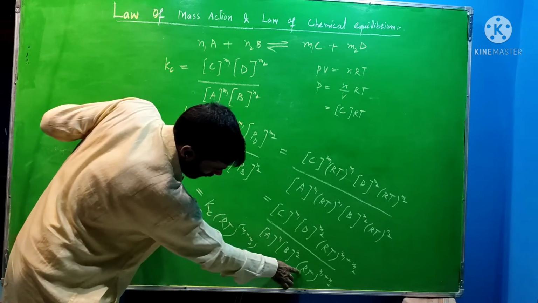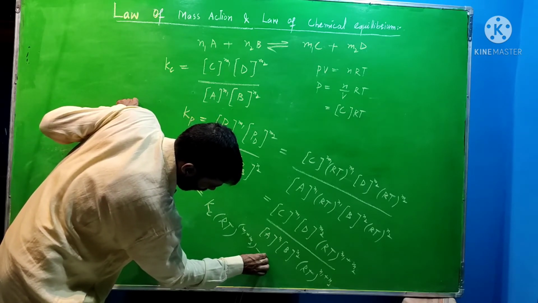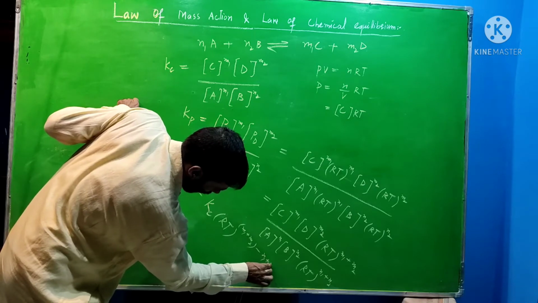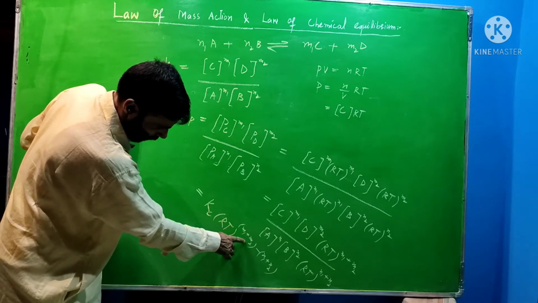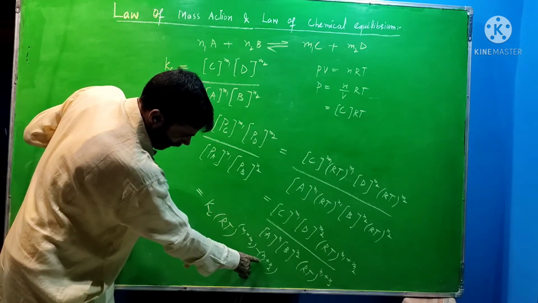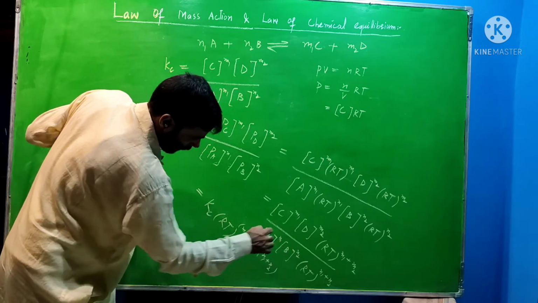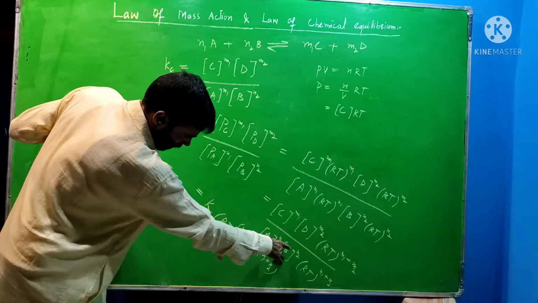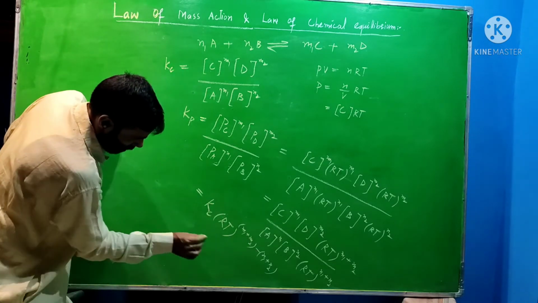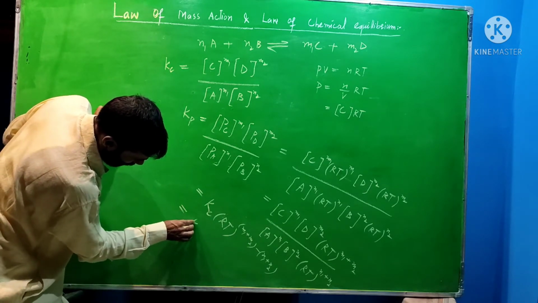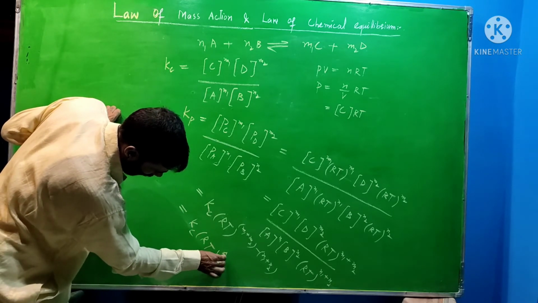Now if the denominator term is taken into the numerator, its sign will be changed, so it will be m1 plus m2 minus n1 plus n2. These are the coefficients of the products and these are the coefficients of the reactants in the balanced chemical equation, and we take their sums. We write this as Kc, after that RT raised to power delta n.